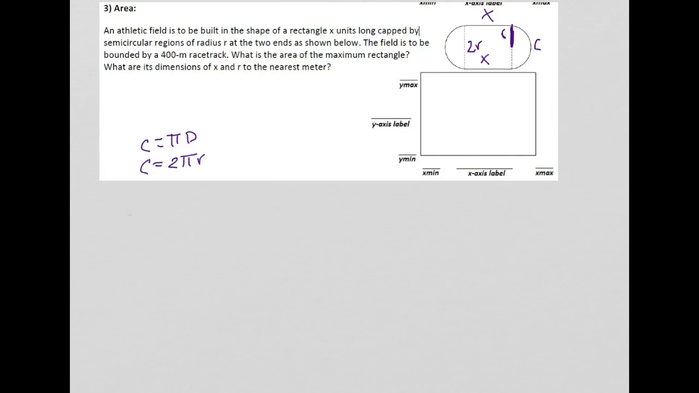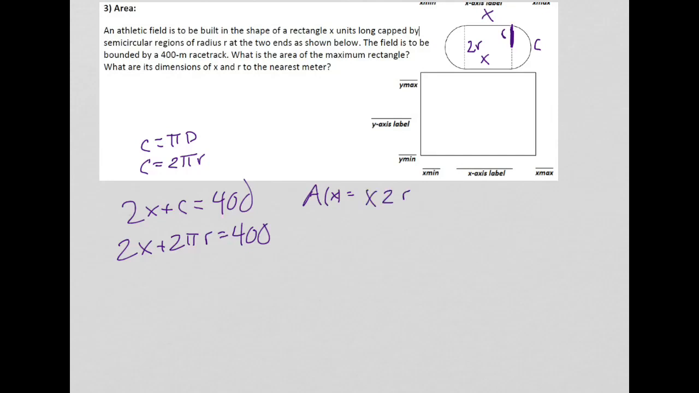But anyways, c equals 2 pi r, and we know that 2x plus c equals, what was it, 400. So I'm going to continue that: 2x plus 2 pi r equals 400. And now we want to find the maximum rectangle, so we need to write the area equation of the rectangle. So A of x is going to equal x times 2r, because 2r is the other side of that rectangle.